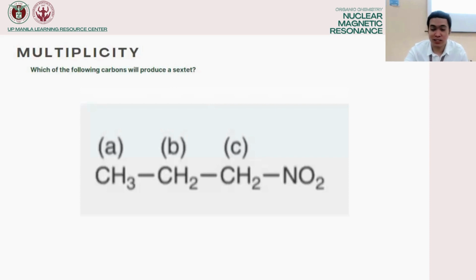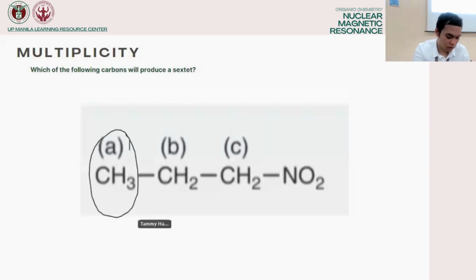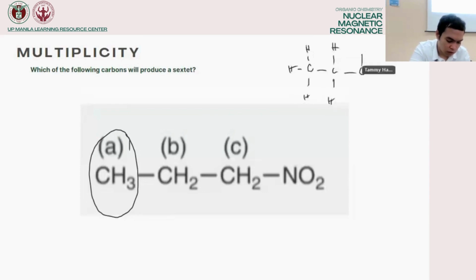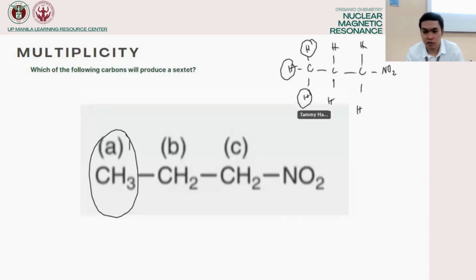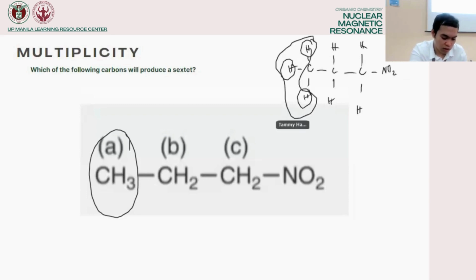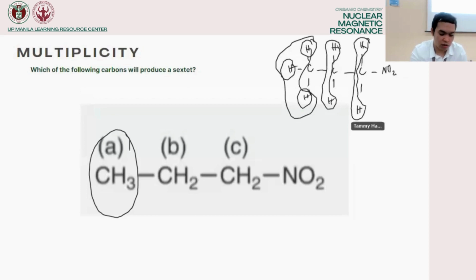Sige, bigyan ko muna kayo ng sample problem. Let's go with this. Investigate natin sila individually. Kapag sinulat natin yan, ganyan yan, skeletal, no? H, you have H, and N2. Let's go with A. Ito, same nature sila, di ba? So, one signal lang yun. This is one signal. This is also another one signal. Okay? So, we're expecting how many signals? 3.